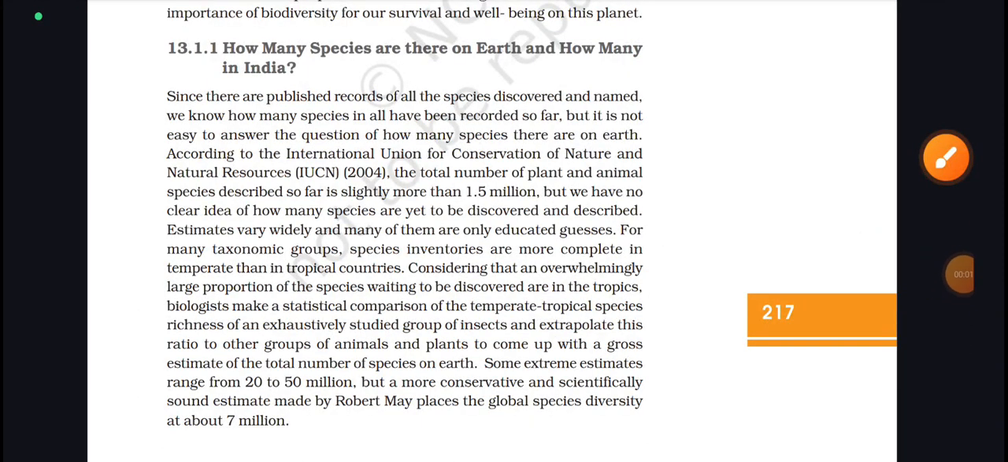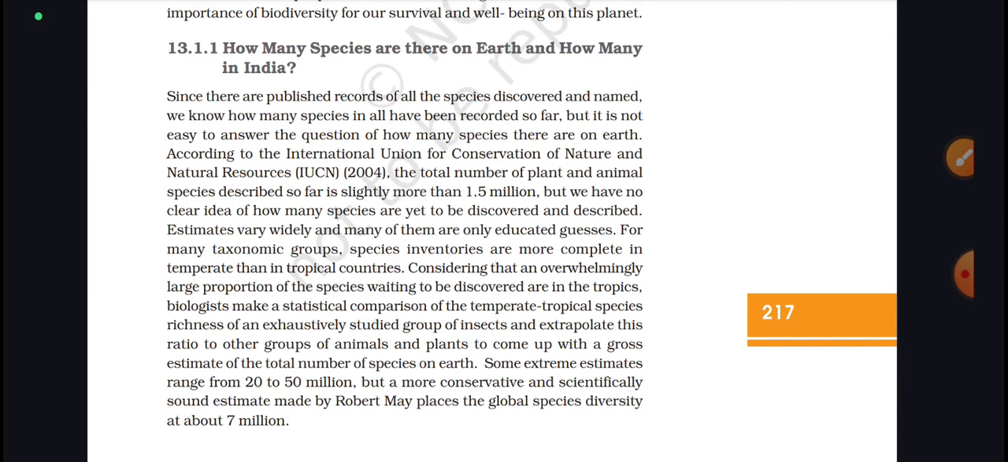How many species are there on Earth and how many in India? Since there are published records of all the species discovered and named, we know how many species in all have been recorded so far, but it is not easy to answer the question of how many species there are on Earth. According to the International Union for Conservation of Nature and Natural Resources (IUCN) 2004, the total number of plant and animal species described so far is slightly more than 1.5 million. But we have no clear idea of how many species are yet to be discovered and described. Estimates vary widely and many of them are only educated guesses.